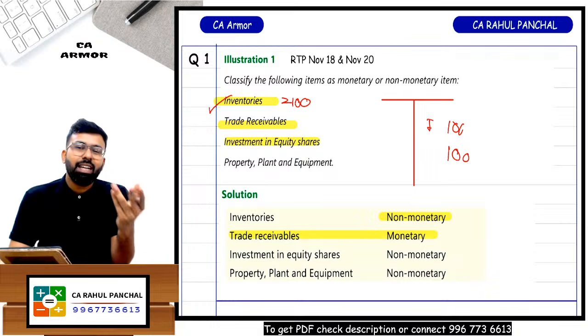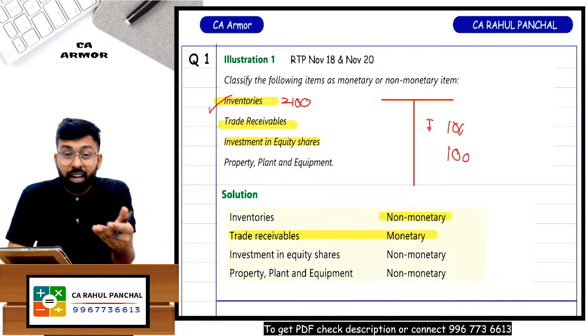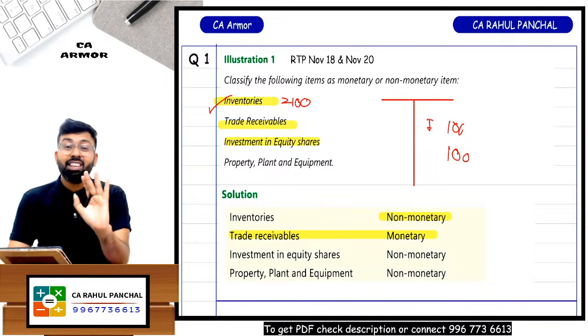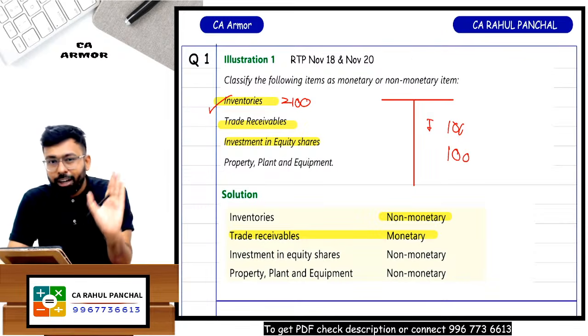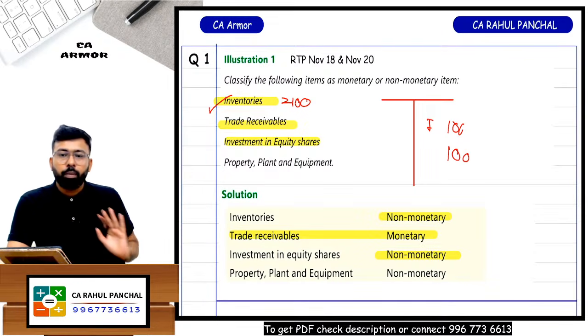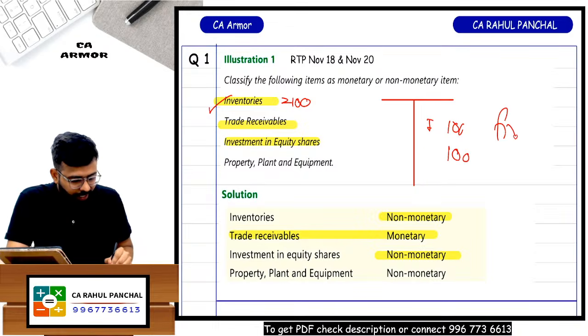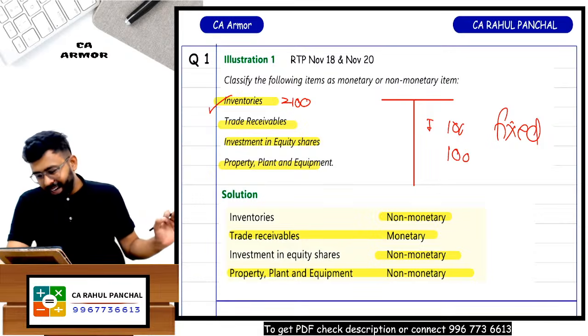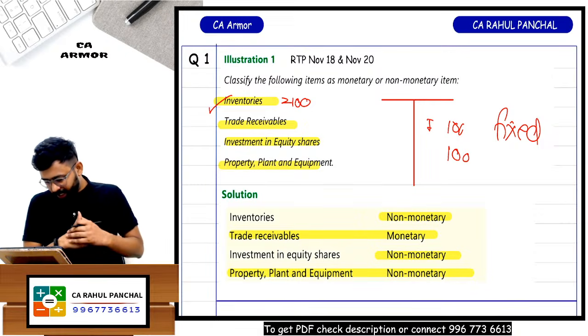When you say investment in equity shares, if it is appearing at 100, you purchased at 100 rupees maybe 2 months back, but today the value can be different. You will get more than that or less than that, not the exact value. That is non-monetary. If the fixed value you will get, it is monetary. Plant and machinery, not necessarily you will get the same value. It is a non-monetary item. I hope that confusion is clear.